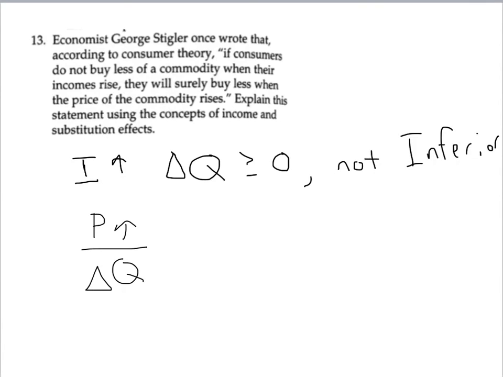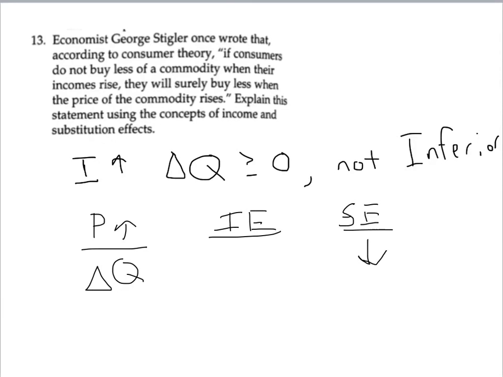So you have a price increase, and we're going to have an income effect and a substitution effect we've got to think about. The substitution effect when the price rises is always going to be negative, because if a price goes up, we're going to substitute away from that good. So this has got to be negative. And now we have to think about the income effect.